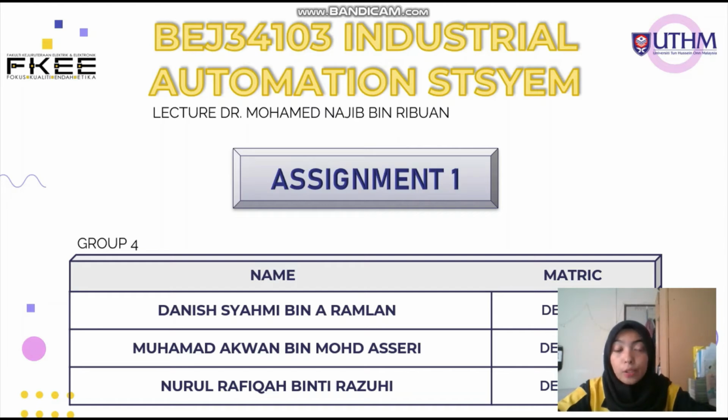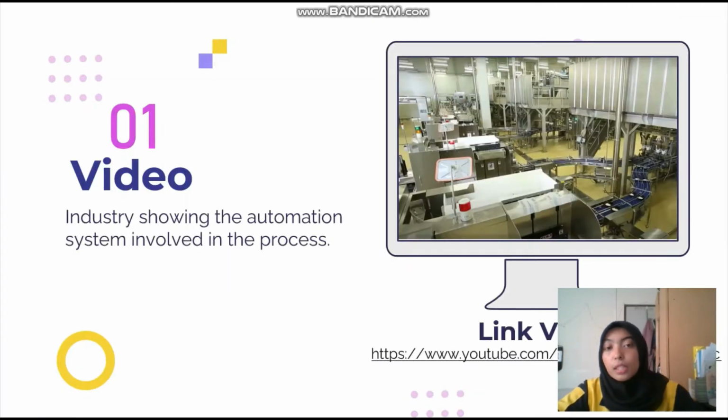So today, I want to present our assignment 1, which requires us to select an industry where we can apply the industrial automation system. After that, we need to discuss that industry and analyze the sensors and actuators used in it. This is the video link for the selected industry applying the industrial automation system. You can click this link to see the industry selected by our group.